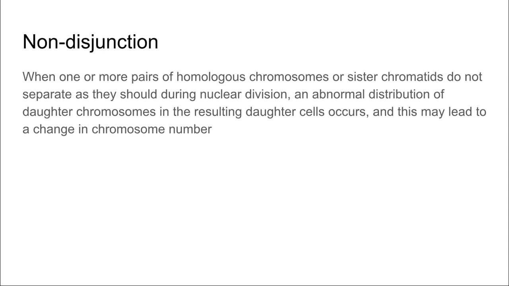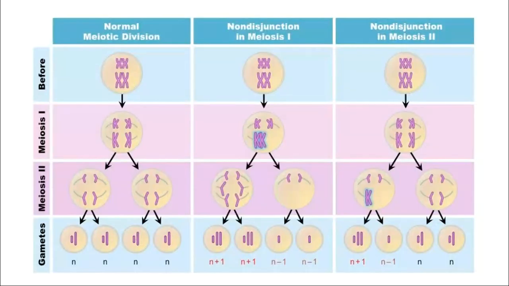Non-disjunction, which we looked at previously, is where the homologous pairs of chromosomes do not separate as they should, and therefore we get an abnormal distribution of chromosomes in the daughter cells from meiosis. Here we have another image, different to the one we saw at the end of the last video. We can see the gametes being produced here with a different number of chromosomes than what should be in there.